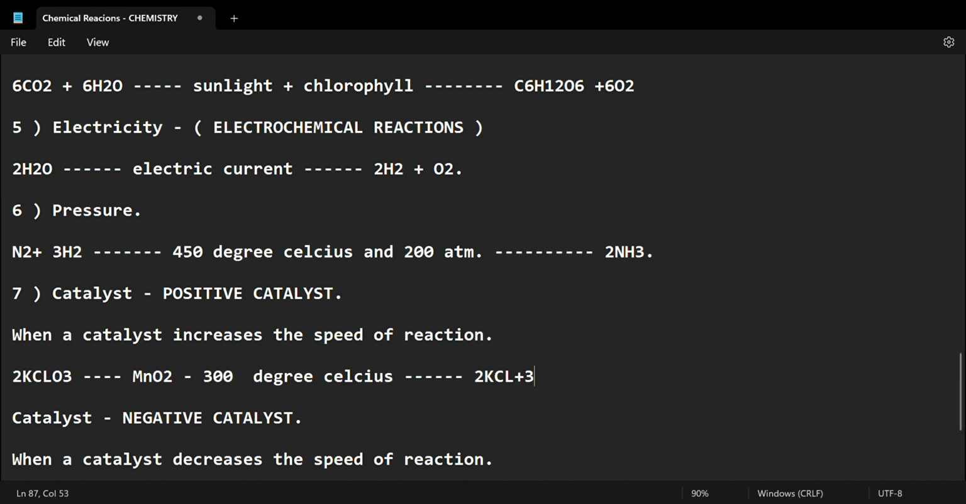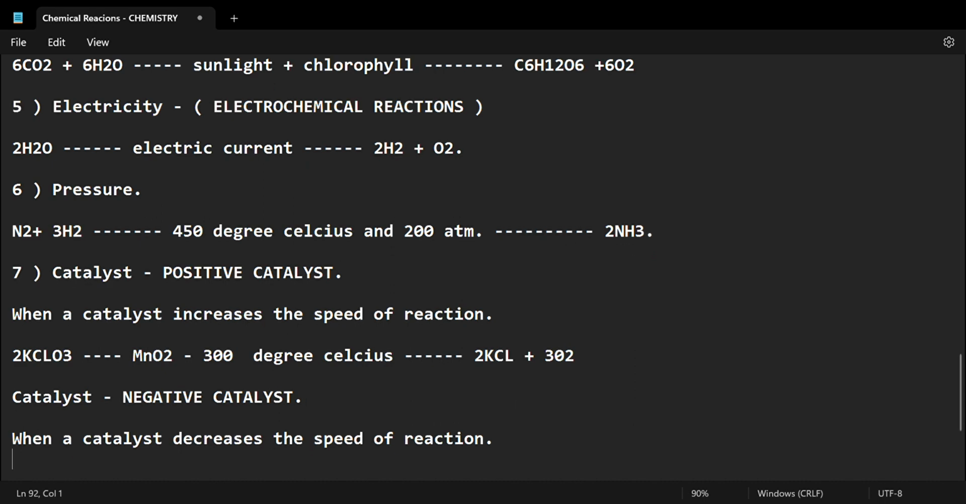See, but instead of 2KClO3 on heating strongly, it's MnO2 and 300 degrees Celsius, which is the catalyst, becomes 2KCl plus 3O2. Okay, now the negative catalyst, it's the same thing. A negative catalyst decreases the speed of the reaction. For example, phosphoric acid acts as a negative catalyst to decrease the rate of decomposition of hydrogen peroxide.